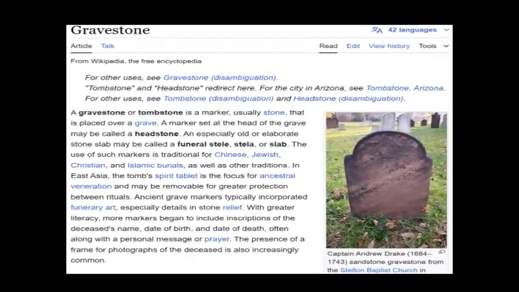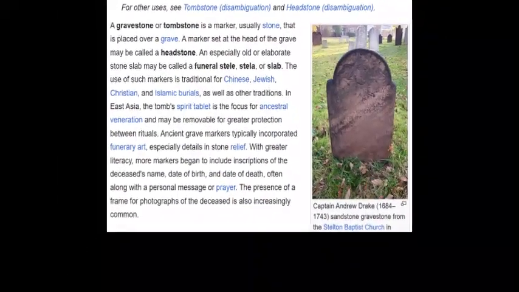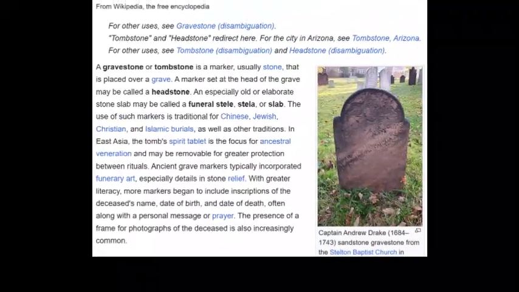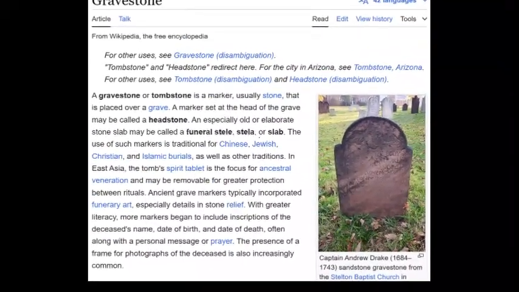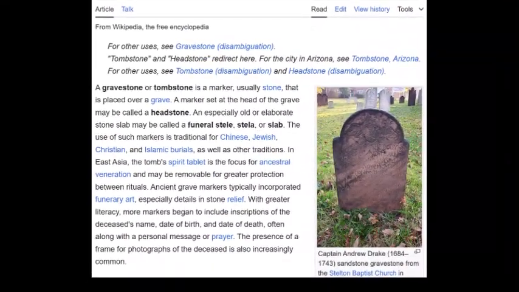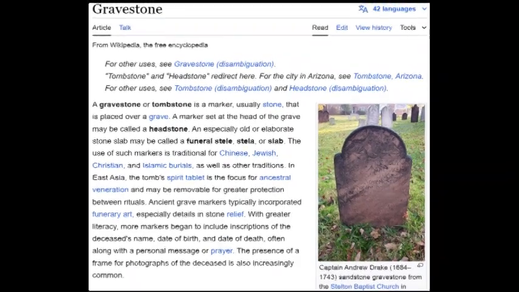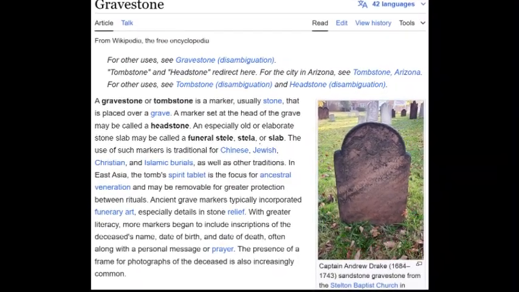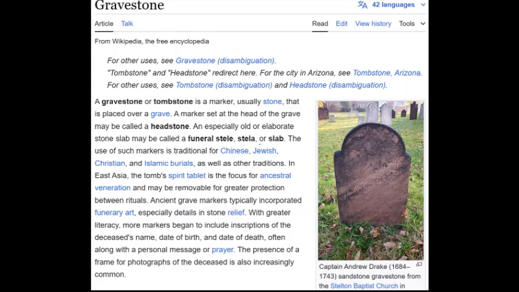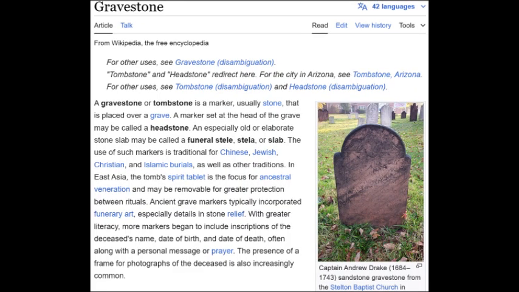So now we get a good understanding of what a gravestone is, or a marker. Here under Wikipedia, gravestone or tombstone is a marker, usually stone, that is placed over a grave. A marker set at the head of the grave may be called a headstone. An especially old or elaborate stone slab may be called a funeral stele, or slab. The use of such markers is traditional for Chinese, Jewish, Christian, and Islamic burials, as well as in other traditions. In East Asia, the tomb's spiritual tablet is a focus for ancestral veneration and may be removable for greater protection between rituals.